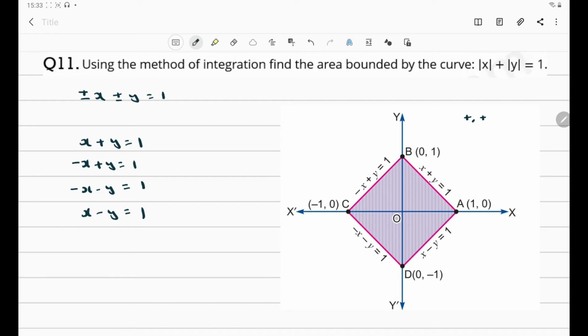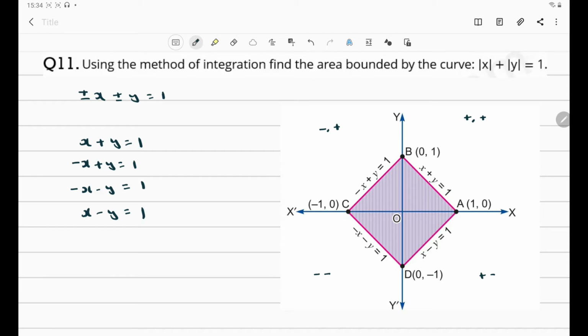Now coming to the second quadrant, we know that in this area x is negative and y is positive, so we get minus x plus y equal to 1 in the second quadrant, that is line BC. Now coming to the third quadrant, x and y both are negative, so we get minus x minus y equal to 1 as the line DC. And in the fourth quadrant, x is positive and y is negative, so we get x minus y equal to 1. So that's how we got a closed figure ABCD.